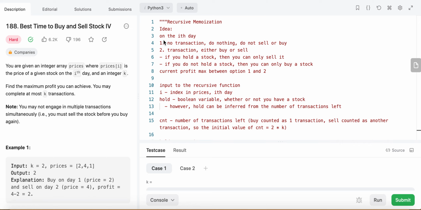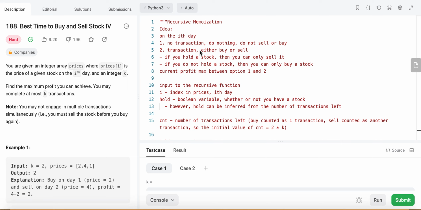So the idea is to consider each day. On the ith day, you have two options. First option, no transaction: do nothing, do not sell or buy. Second option, you perform a transaction, you can either buy or sell, depending on whether you are holding a stock or not. If you hold a stock, you can only sell it. If you do not hold a stock, you can only buy a stock. So the current profit is the maximum between option 1 and option 2.